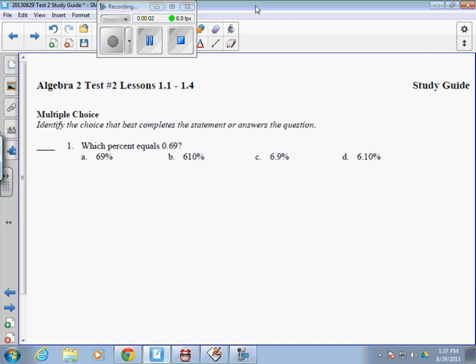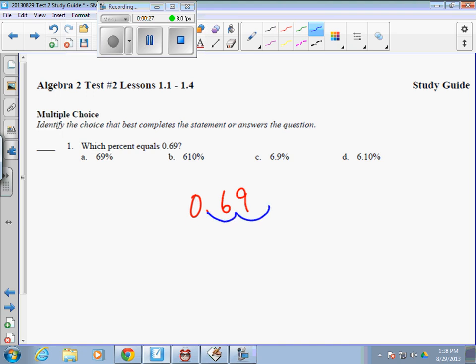Okay, this is the Algebra 2 study guide for test number 2, covering sections 1 through 4. Section 1.4 was equations with variables on both sides. Number 1 says, what percent equals 0.69? If you are changing a percentage into a decimal, you move the decimal over 2 times to the left. If you're changing a decimal into a percent, you move it 2 times to the right. So 69%, A.